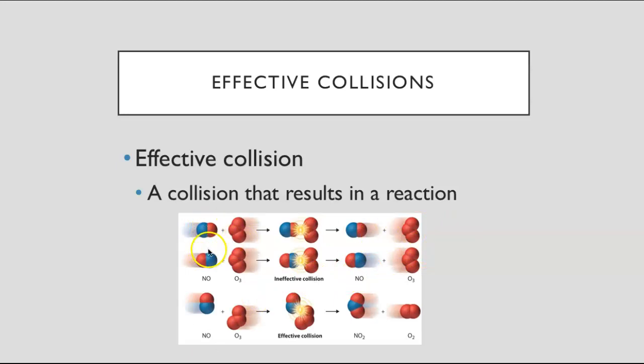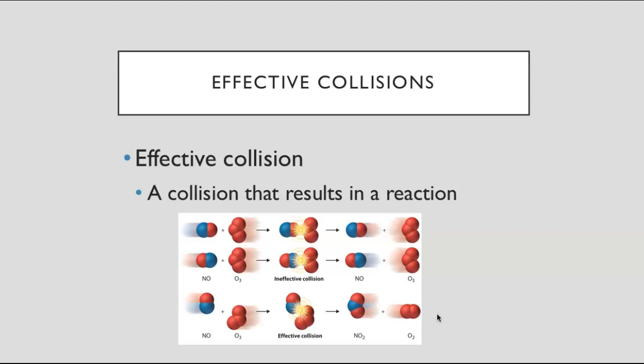So if you look at this reaction right here, we have NO, which is nitrogen monoxide, reacting with O3, which is ozone. And the products are supposed to be NO2 and O2. Now notice these first two reactions, the products are NO and O3, which are the same as the reactants. So that would be considered an ineffective collision. In this last example, we have the desired products being formed, so that's an effective collision. So we're going to look at that in some more detail.